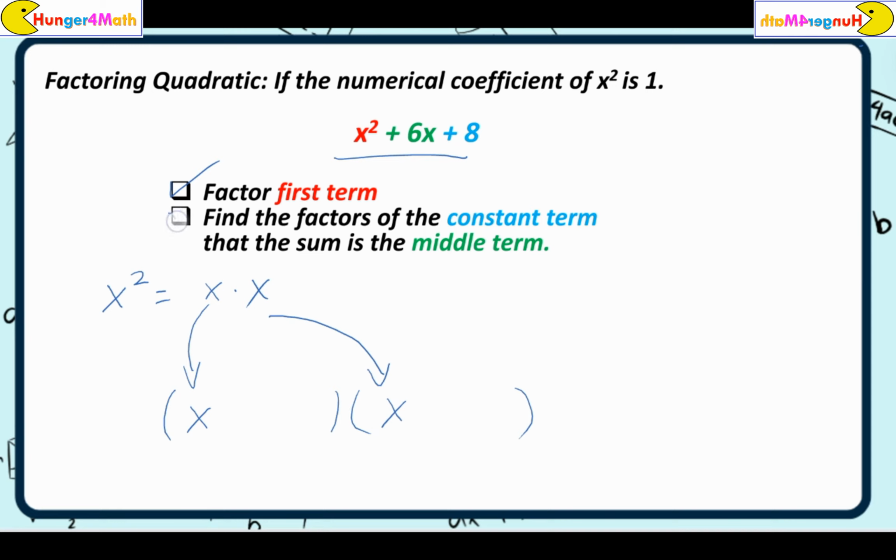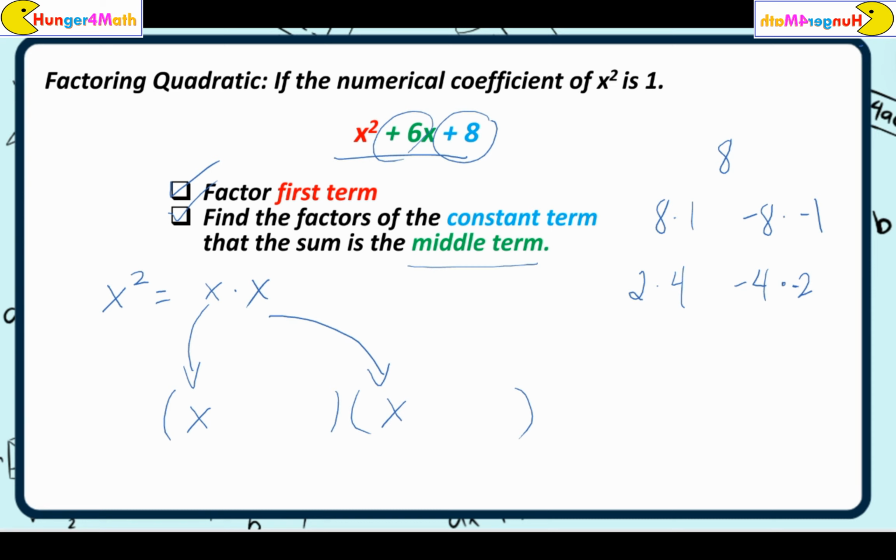Then next is find the factors of the constant term, which is the 8. And then the sum of that should be the middle term. The middle term is positive 6. So if we have 8, let's list down all the factors of 8. That will be 8 times 1, negative 8 times negative 1, 2 times 4, also negative 4 times negative 2, to make it positive.